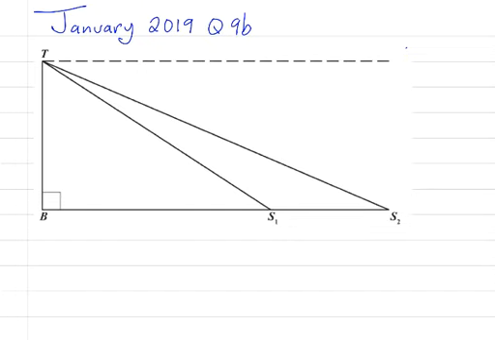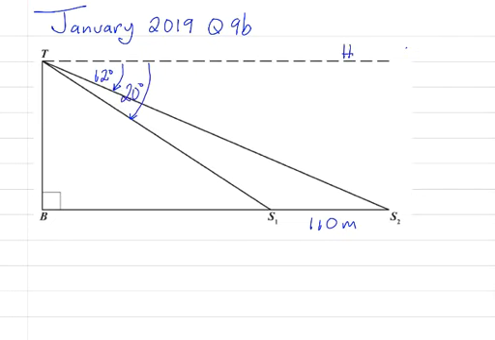It says that we must complete the diagram below to insert the angles of depression and the distance between the two ships. So we are told that the distance between the two ships is 110 meters, so we'll put that in. The angle of depression of S2 is 12 degrees, and the angle of depression of S1 is 20 degrees. Put those in.